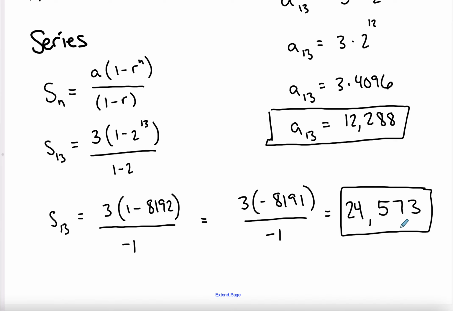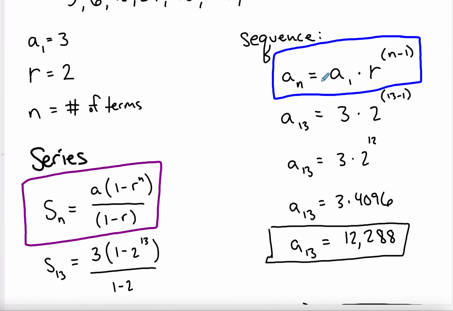So the sum of the first 13 terms is 24,573. Okay, and again, this isn't really a question I'm asking you to solve in the moment, but what you should be able to do is recognize when and how to use this formula, right? This sums the first however many terms you want. This one simply identifies a value at any location you want. That's it.